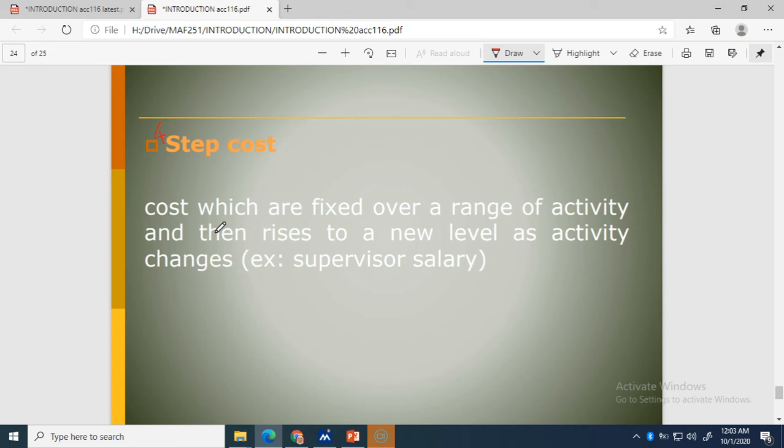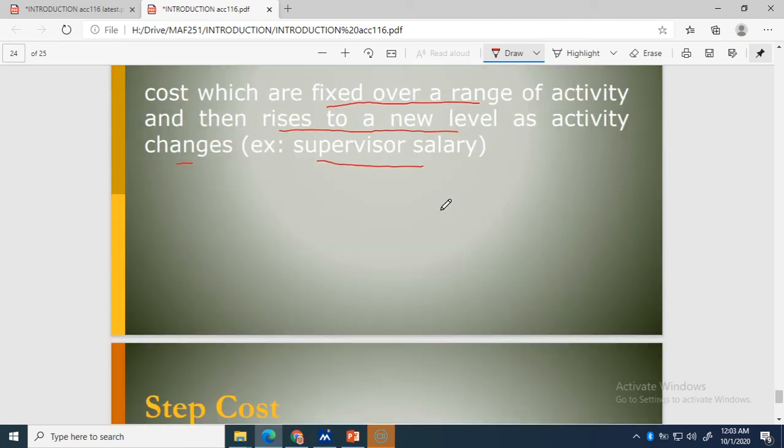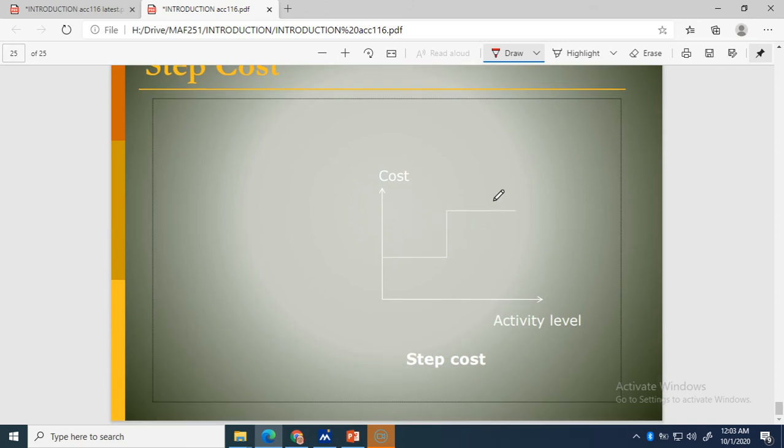Step cost is a cost which is fixed over a range of activity and rises to a new level when activity changes. Actually, it comes from fixed cost. So step cost is a fixed cost, but it keeps changing in small ranges. An example is supervisor salary, so it looks like a step. This is the cost for supervisor salary, that means the salary for the supervisor that you have to pay.